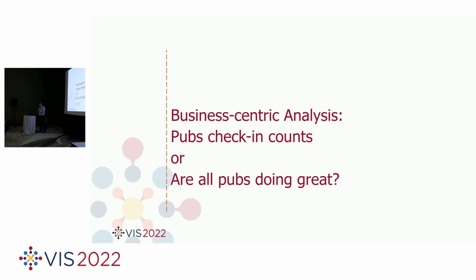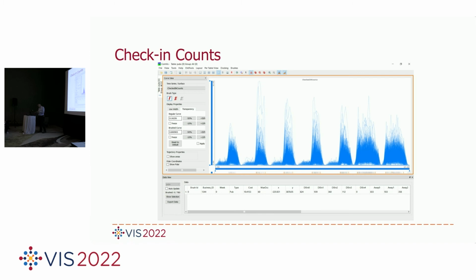And finally, my final example. It's not participant-centric data, but business-centric data, where we have pubs as units, and we can now see how these pubs behave. This is the number of check-in counts, so how many people visited the pub. This is the data for the 7 days of the week, starting with Monday, Tuesday, Wednesday, Thursday, Friday, Saturday, Sunday. Here we have more than one curve for one pub, because we have one curve for each week. So we have many weeks, many pubs, and many curves.